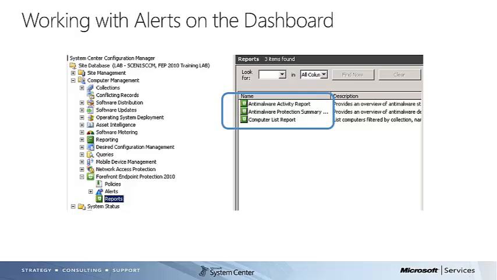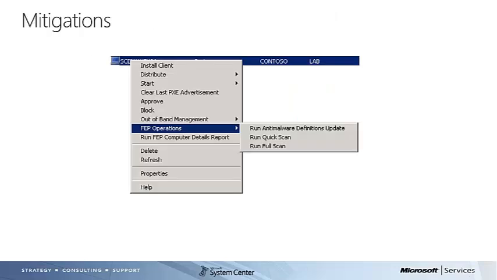And here is where we can actually run reports that are associated with any type of malware activity. You also see the computer list report. And then as far as mitigations, we kind of mentioned that earlier. You can right-click on a particular system or group of systems and select FEP operations, and that will give you different mitigation steps.